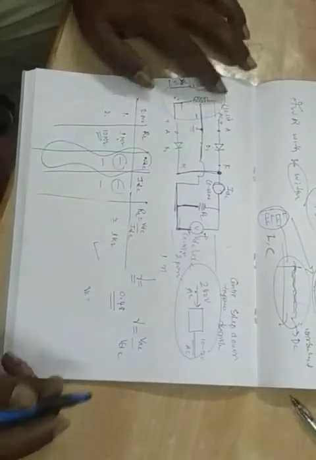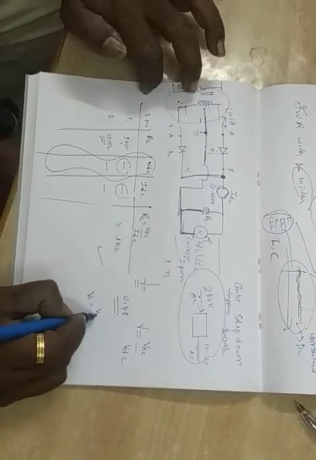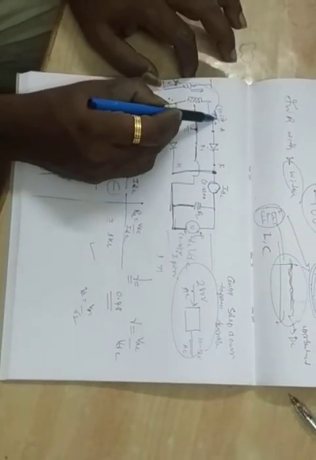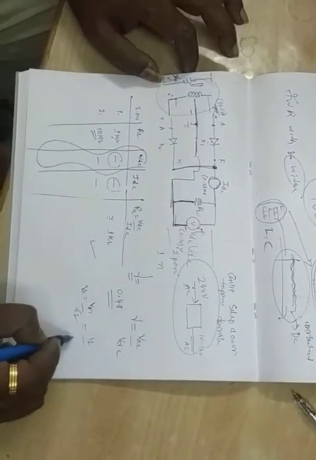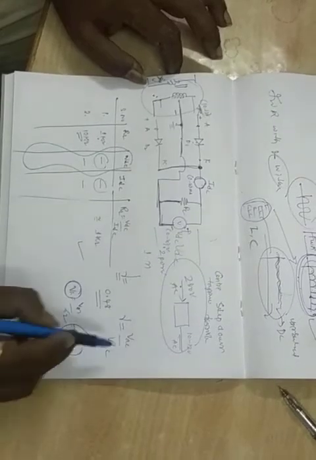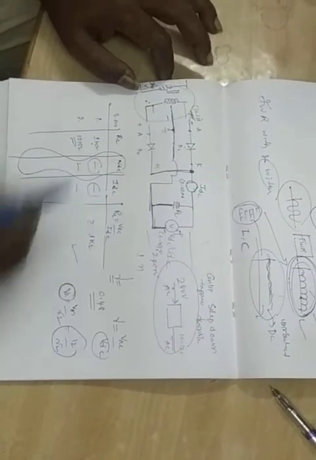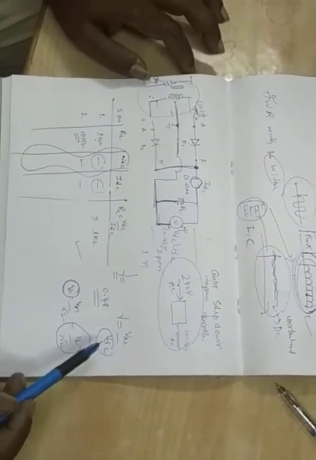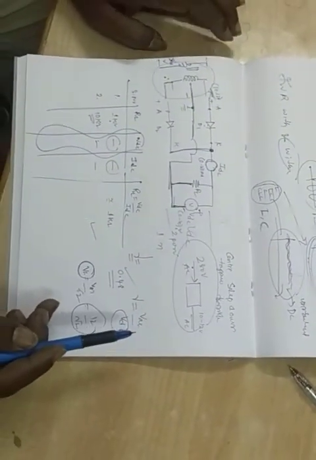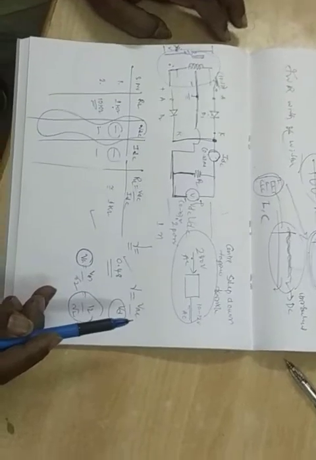VAC is nothing but Vm by root 2. Vm is what? Here we are applying 12 volts, so 12 volts by root 2. What will it be? VAC is about 8.5. And we know the VDC also. If you take the ratio between VAC by VDC, what do you get? 0.48. Are you getting it or not?